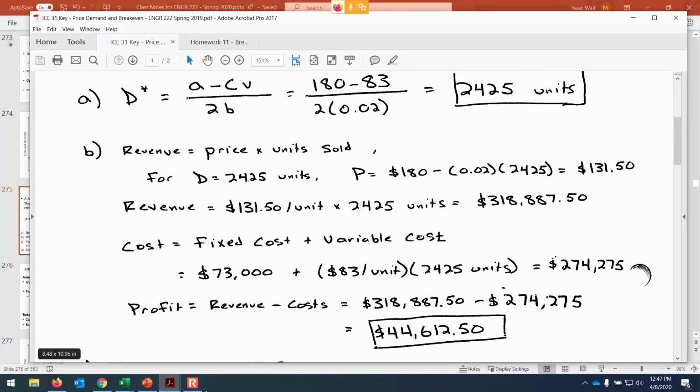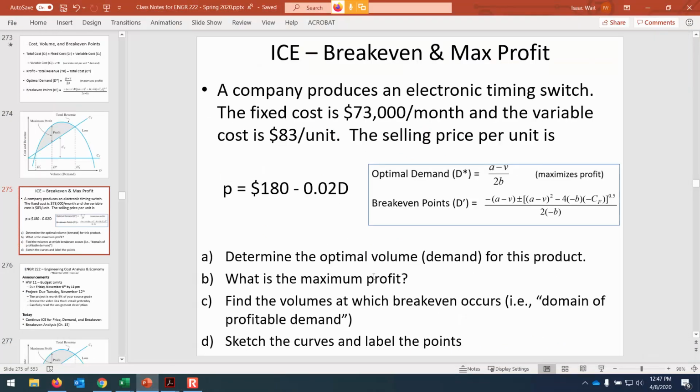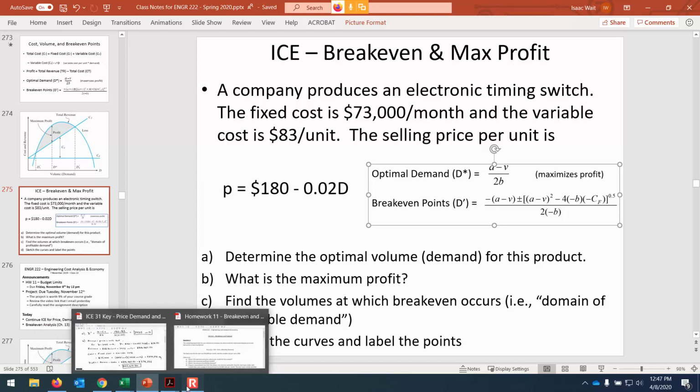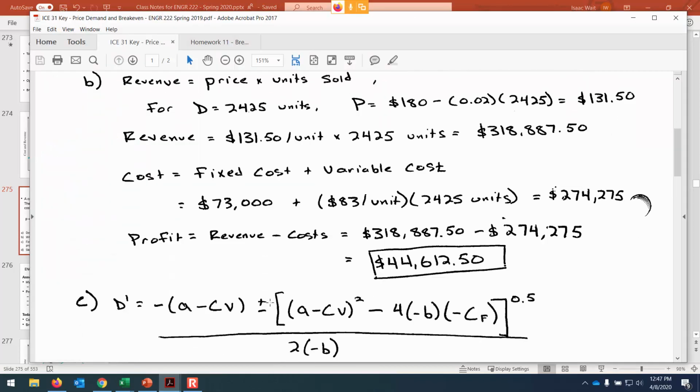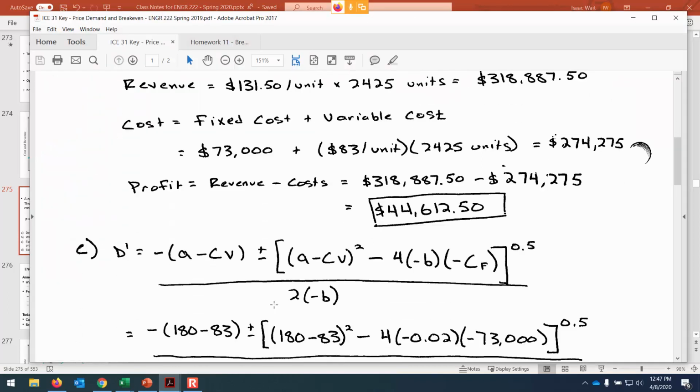All right, so the in-class exercise was asking what is the maximum profit. So we've calculated that. Now the volumes at which break-even occurs, the range of demand using this formula for D prime. Let me show you what that looks like. All right, so here's our equation.